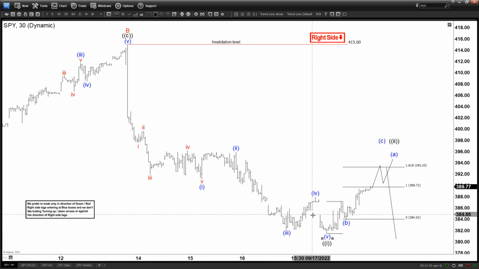So that's why we are looking for the downside still at this point, and we're looking for the current rally to fail below this 415 invalidation level and turn lower. We should be turning lower pretty soon, since we are already at the 100% extension area here. So we should be looking for a reversal, at least in 3 waves, from this area.